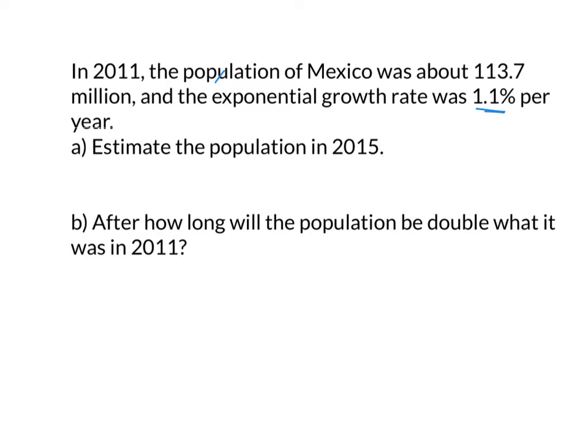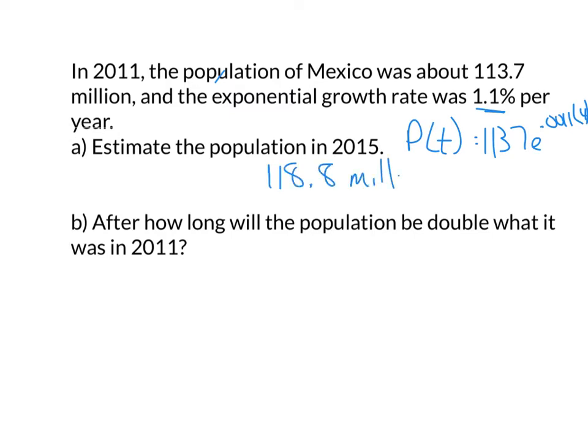Okay, so I'm going to say my formula P of T is 113.7 E, and my growth rate is 1.1%. You need to change it to a decimal, 0.011, and T. Now, what I know is, I'm looking for 2015, so that means T is going to be 4 because 4 years have passed since 2011. So all you do is take your calculator, punch that straight in, and I get 118.8, which is million people.